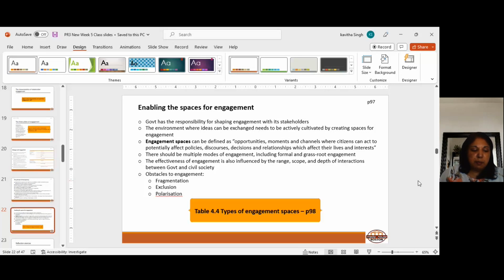Claimed or initiated spaces are where less powerful groups claim or demand that those who hold power listen to their voices. Examples are community protests, marches, and demonstrations against different causes and or policies.